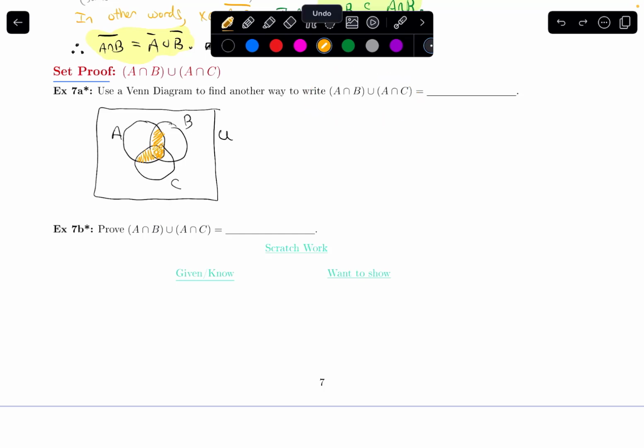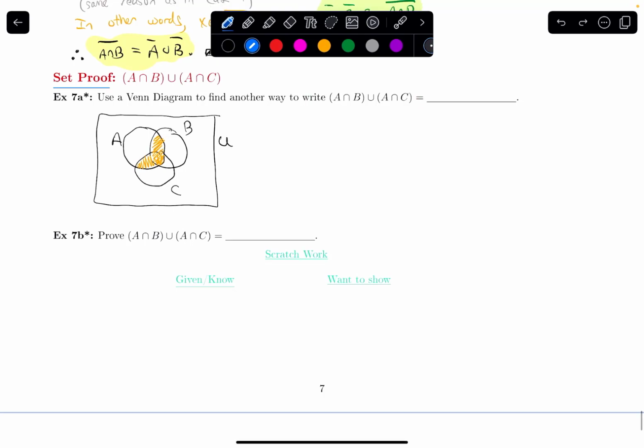Part A says there's another way to write this shaded region besides the way that we have here. I'm going to give a hint for this, but then I want to give you time to try it and see if you can figure it out. It's to write A first and then have A intersected with something. Here I want to give you a chance to pause it and try to figure out what that is. So pause it for about 2 minutes to try this.